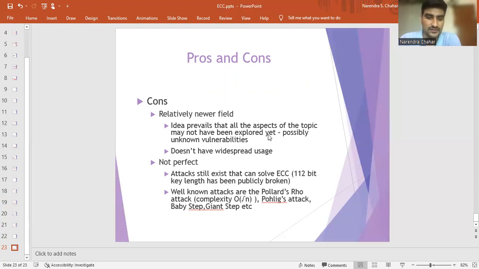Now, well-known attacks are Pollard's rho attack, whose complexity is on the order of root n, Pohlig-Hellman attack, baby-step giant-step, etc. So these are the things about elliptic curve cryptography, where we discussed many things.